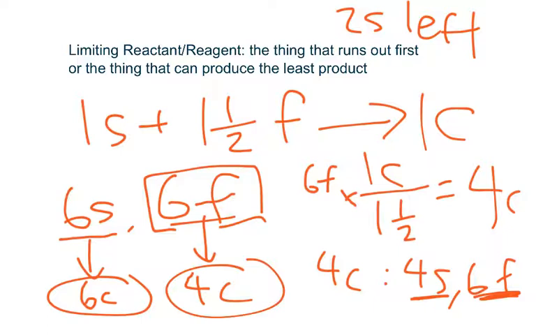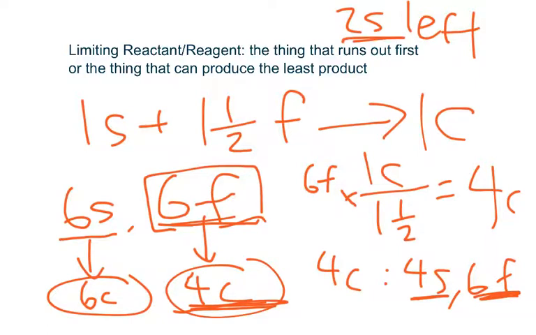The limiting reactant in this case is the cups of flour, because this is the stuff that runs out first, and it's the stuff that limits the amount of product we can produce. So in this case, the 6 cups of flour limited us to making only 4 cakes. If we had more flour, then we could probably make 6 cakes, but since we had only 6 cups of flour, we could only make 4 cakes, and that limited everything else, and as a result, you had some cups of sugar left over.